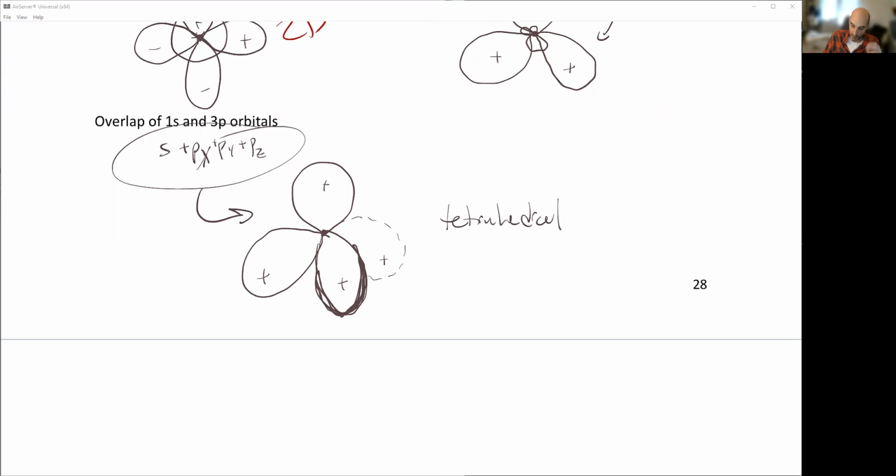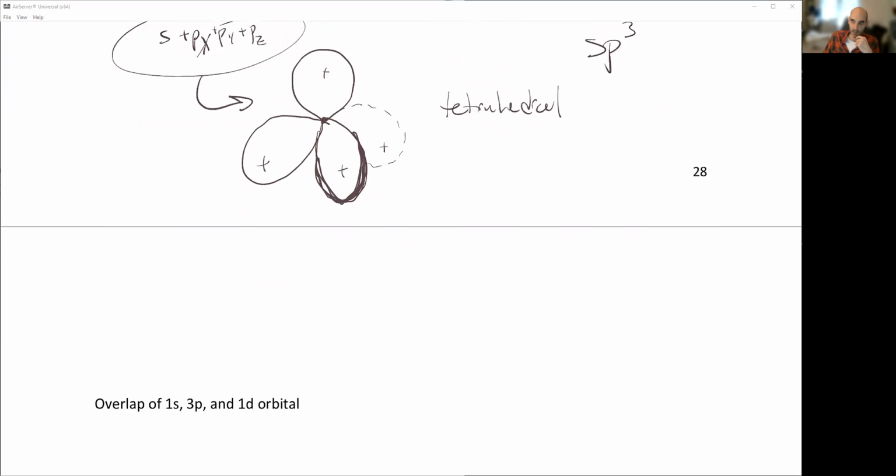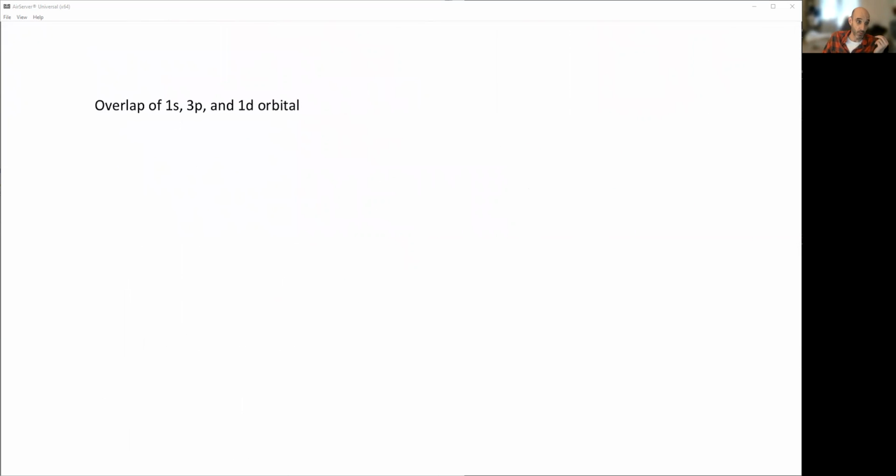Again, the idea is I'm combining 4 orbitals, I'm getting 4 orbitals out. This is sp3. So the overall shape is the important thing, but what we're seeing is it's predicting the VSEPR shape. VSEPR is giving us exactly what we need. So what would you predict for the overlap of 1s, 3p's, and 1d? So we'll give that a go.